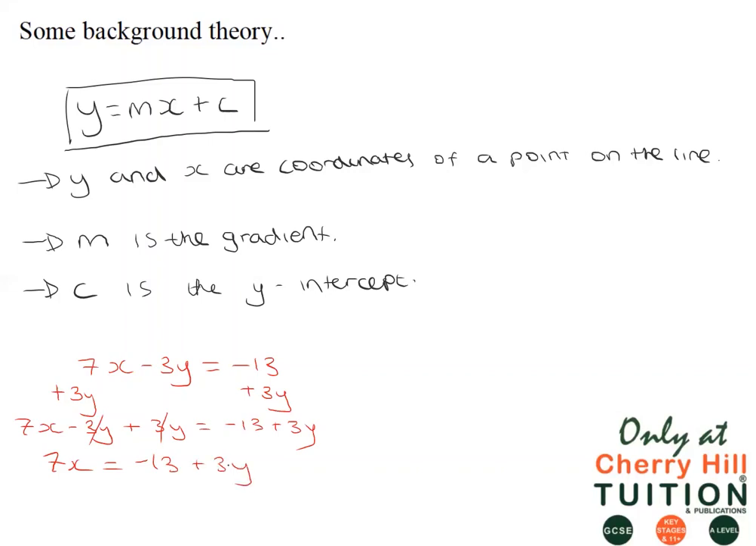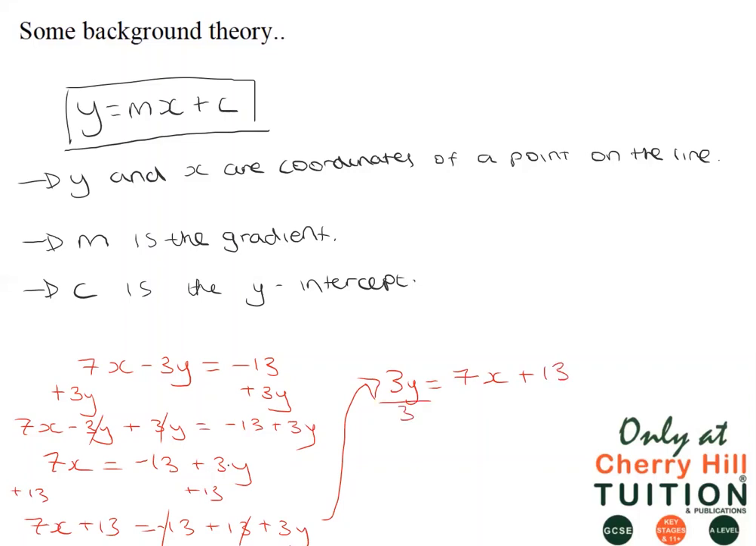And then, because we need to get rid of this minus 13 and this multiplied by 3, let's start by eliminating the minus 13 by adding 13 to both sides, leaving us with 7x plus 13 is equal to minus 13 plus 3y. Now, the minus 13 and plus 13 cancel out, so we are left with 3y is equal to 7x plus 13. And now the last step is to divide everything by 3.